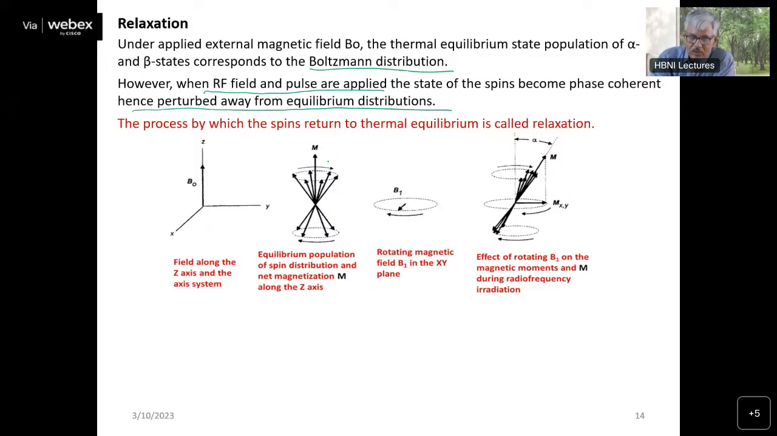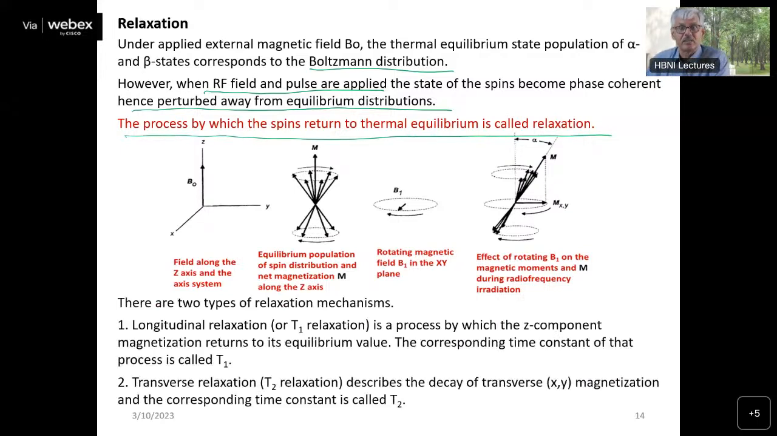So this is the Boltzmann distribution or equilibrium state population, and then if you put in a B1 field, you can see they have become phase coherent and are now away from the z-axis. Once you turn off the B1 field, you will see the process by which the spins return to thermal equilibrium, called relaxation, and it is not instantaneous.